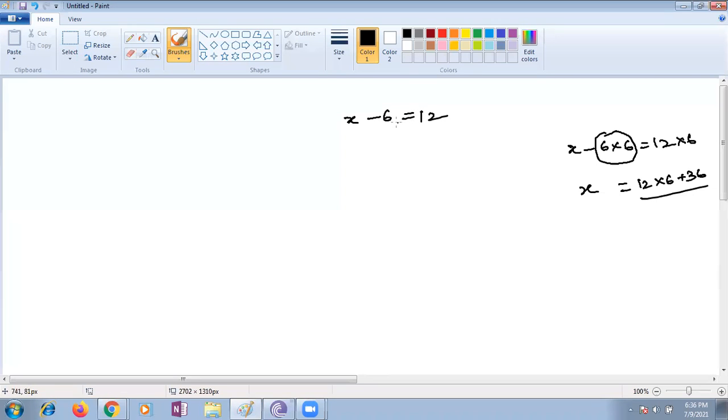Ma'am, so when we bring 6 to the other side, simple logic, Nana. Minus means you have to add plus. Minus unte plus chestamu, plus unte minus chestamu. Why? Because it cancels. On the right side it remains, on the left side it is completely removed.